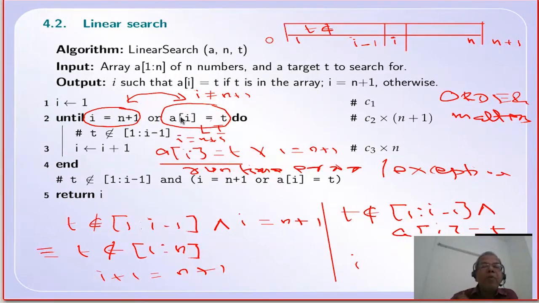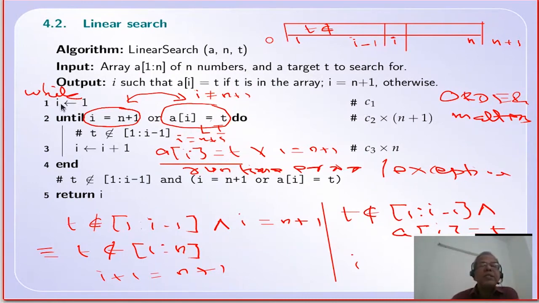How many times is the loop condition tested or evaluated? N plus 1 times. The last time it becomes true. I am using until. Most of you would be using while. While and until are just complements of each other. Instead of writing until I is equal to n plus 1 or A at I is equal to t, you could have written while I is not equal to n plus 1 and A at I is not equal to t. That's fine. That's up to you. So that is executed n plus 1 times. The cost is C2 times n plus 1.